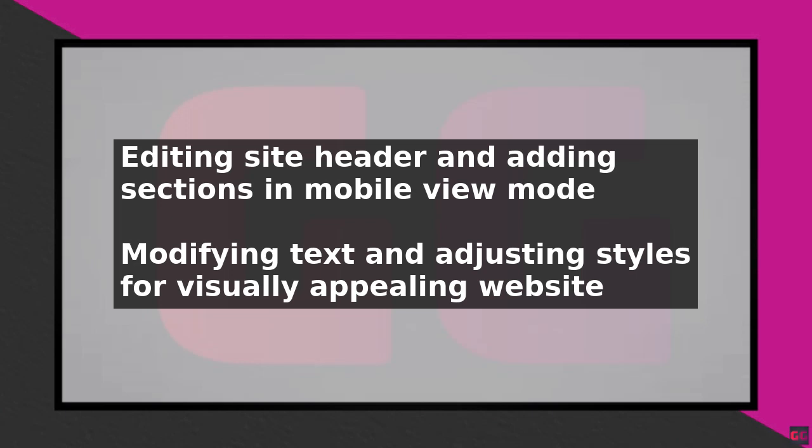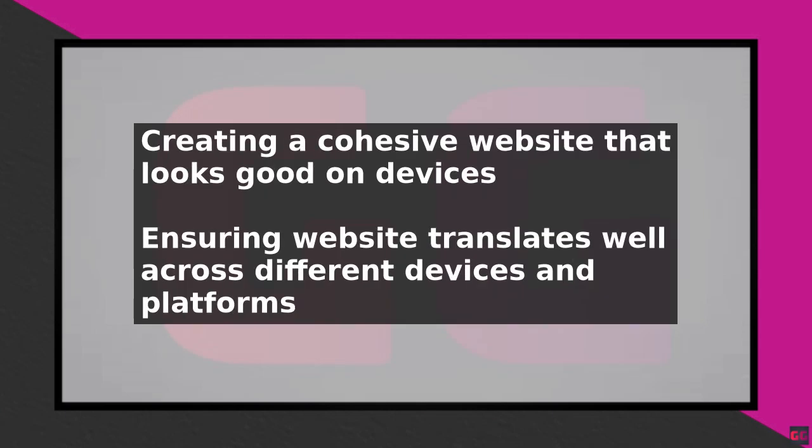necessary changes. You can edit the site header, add sections, modify text, and adjust styles to ensure your website looks its best on mobile. By making these changes, you can create a cohesive and visually appealing website that translates well across different devices.